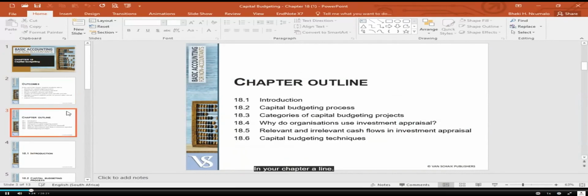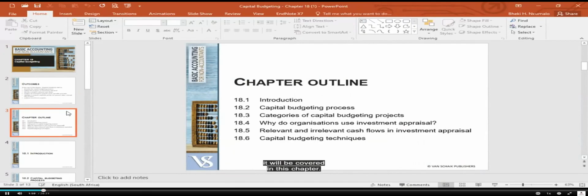In your chapter outline, it would be 8.1 introduction, capital budgeting process, your categories of capital budgeting projects. Why do organizations use investment appraisal, relevant and irrelevant cash flows in investment appraisal, as well as the methods? Those are capital budgeting techniques. Those are methods that we use when we work out which project we have to consider, or which one we need to decline. All that will be covered in this chapter.